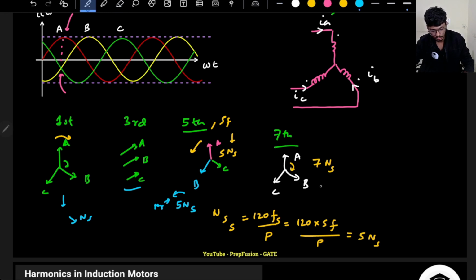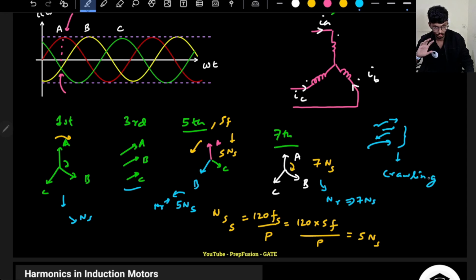Okay, in case of the seventh harmonic, the rotor follows in the clockwise direction with a speed of 7 ns, right? So basically what will happen, the rotor actually wants to rotate in the clockwise direction only, but there will be a bit of backward-forward movement. These kinds of movement are called crawling. Okay, so the rotor kind of crawls, right?